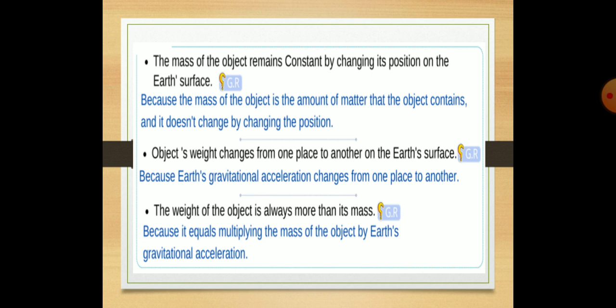Give reason. The mass of the object remains constant by changing its position on the Earth's surface. Because the mass of the object is the amount of matter the object contains and it doesn't change by changing the position. Number two, the object's weight changes from one place to another on the Earth's surface because the Earth's gravitational acceleration changes from one place to another. Give reason. The weight of the object is always more than its mass because it equals the mass of the object multiplied by the Earth's gravitational acceleration.